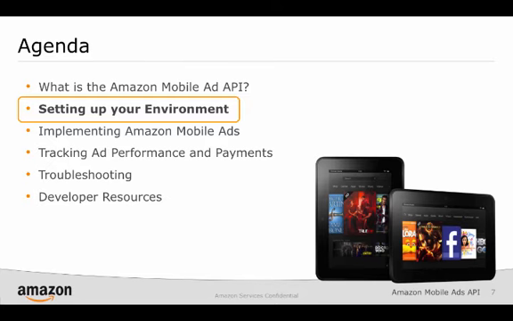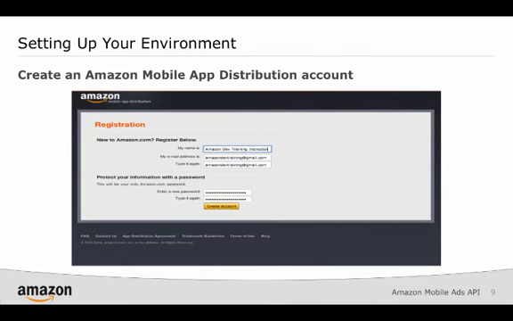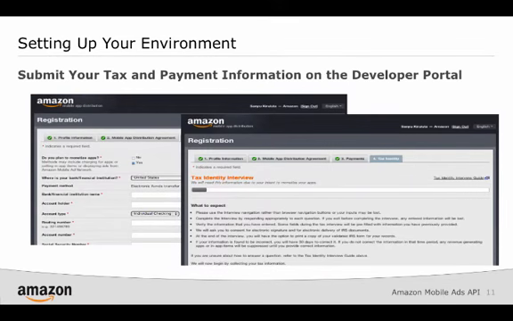Setting up your environment for the Mobile Ads API is easy. Once your Android IDE is set up, you're just a few steps away. Step 1. Create a mobile app distribution portal account. There's no cost to join, so today is a perfect day to sign up. Step 2. Submit your tax and payment information in the portal. It's the only way we can pay you. It can take a few days for this to be integrated into your account.